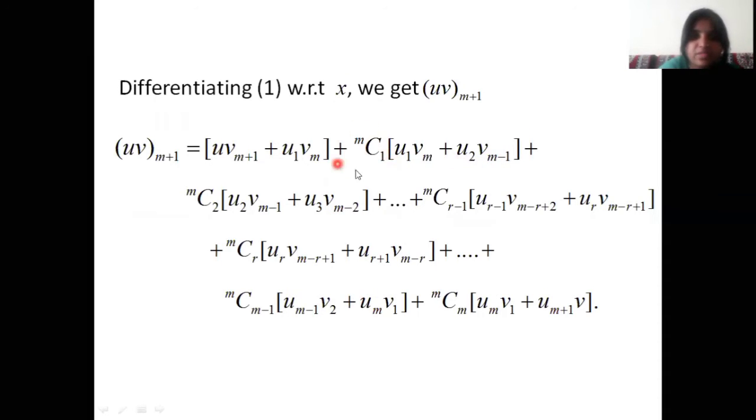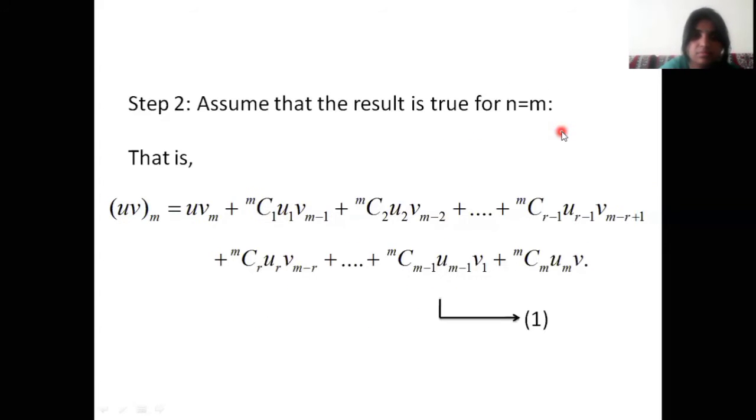So I have kept this constant outside and I have differentiated that using the product rule. So the next term is mc2 u2 vm minus 2, this one. Here also I'll keep this constant outside the bracket and differentiate these two terms using the product rule. So when you differentiate this using the product rule, you'll keep this silent first and then differentiate this.